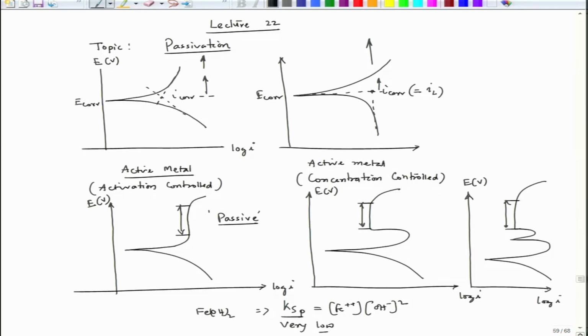that means the concentration of Fe++ in equilibrium with Fe(OH)2, that is iron hydroxide, will be extremely low. So, the amount of iron going into the solution will be extremely low too. That means the rate of dissolution with time will be decided by the solubility product. In that condition we say that the metal is passivating.